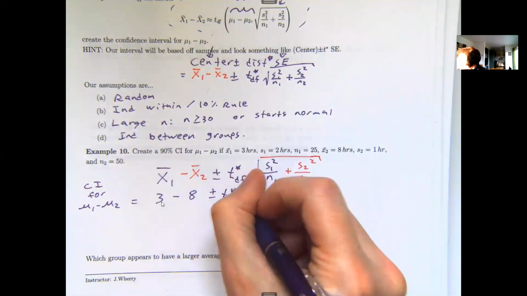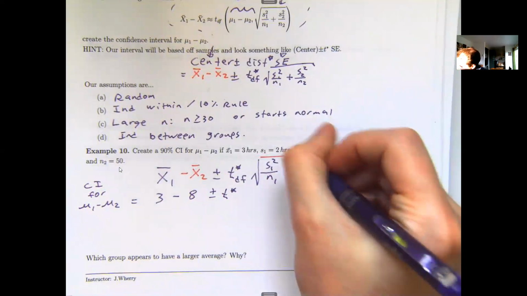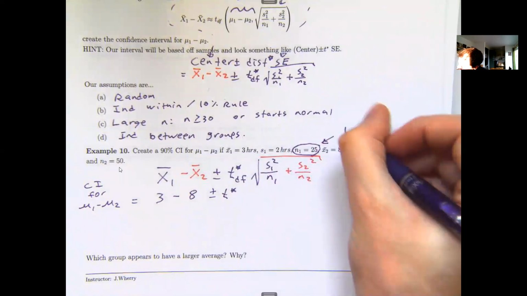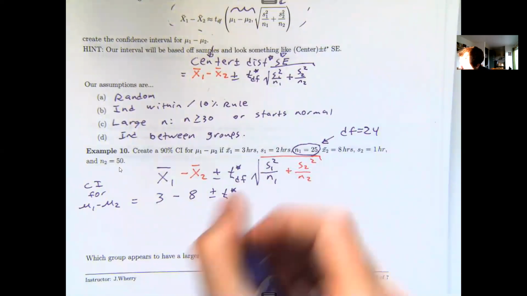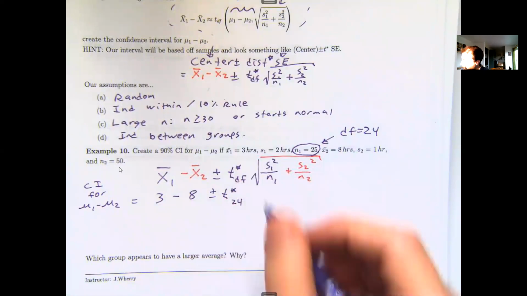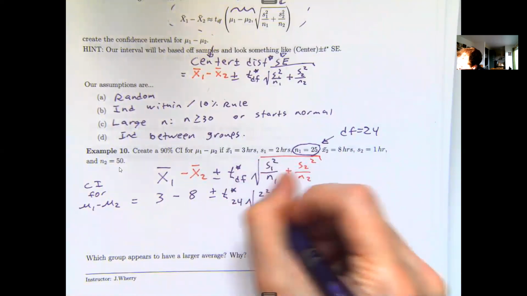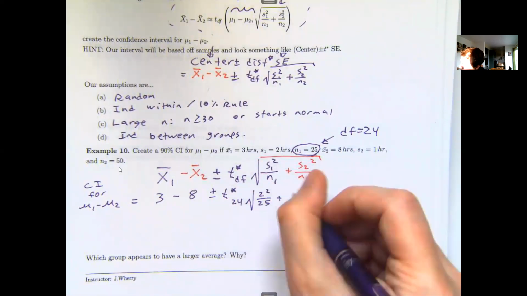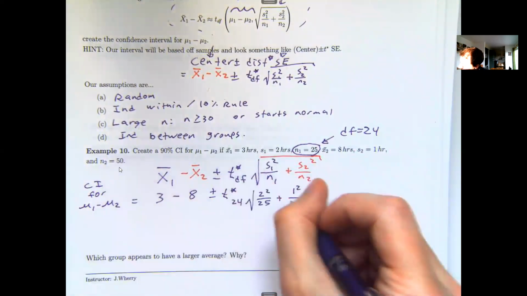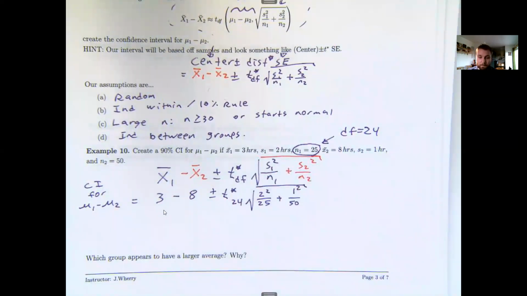plus or minus t star. Degrees of freedom, well, I have 25 for the first group and 50 for the second. I'm as strong as my weakest link. So I would say my degrees of freedom based off the 25 would give me 24. I'm going to have to pull up that table to get that t star. That's okay. My first standard deviation is 2. I have 25 samples. My second standard deviation is 1. I have 50 samples in that group. I have everything but the t star.